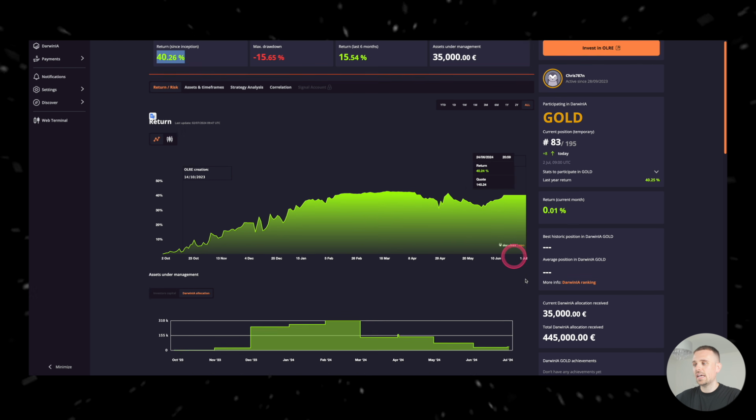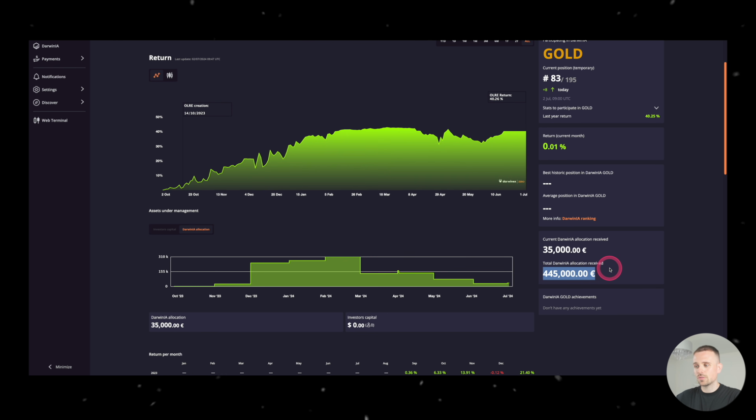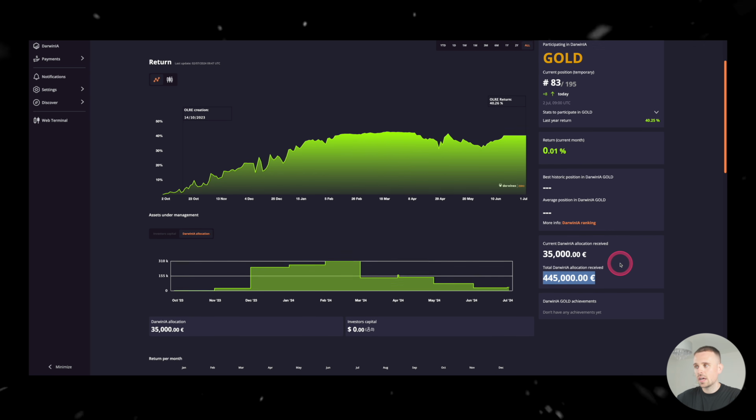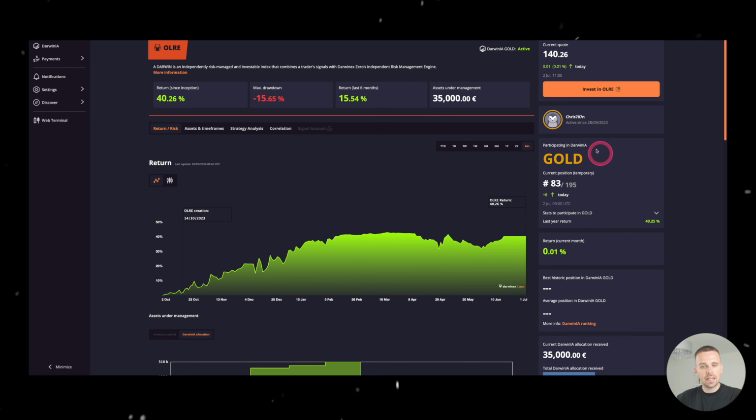And as you can see here, they've had 445,000 euros in allocations, and they are now on Darwinex Gold, which again just shows the whole point in longevity. They didn't freak out when in drawdown, they just showed and proved they can trade.